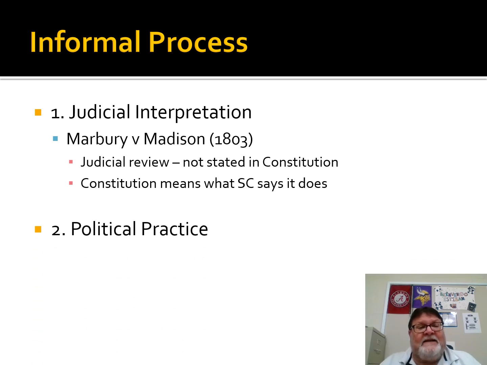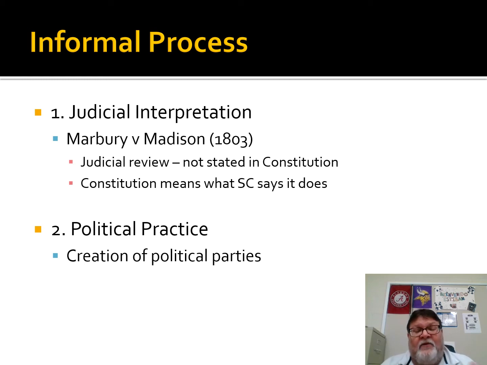The second way is the nature of politics, political practice. The creation of political parties. If we look back, and remember, we looked at Federalist 10, and James Madison is talking about how bad factions are. Well, political parties would be considered factions. And so what's interesting about that is James Madison becomes part of a political party.